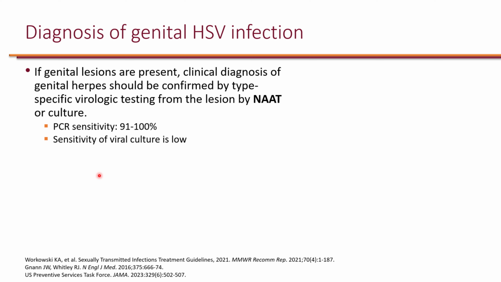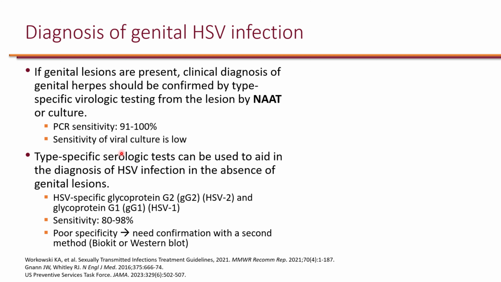Now, if genital lesions are present, clinical diagnosis should be confirmed by type-specific virologic testing from the lesion, and that's typically with a nucleic acid amplification test, which has a pretty good sensitivity that approaches almost 100%, so 91 to 100%. Whereas if you were to culture this, the sensitivity of viral culture is low.